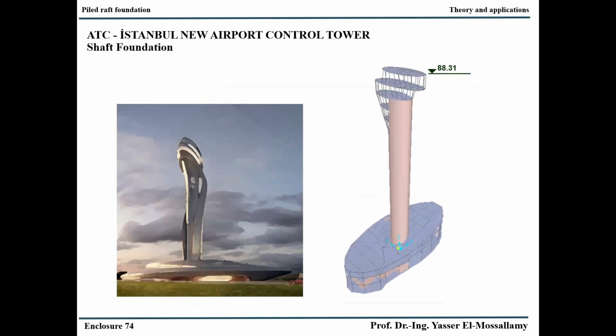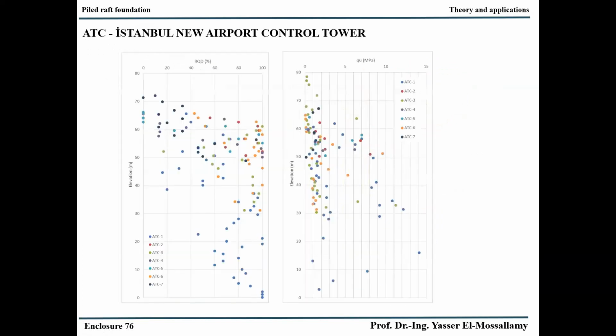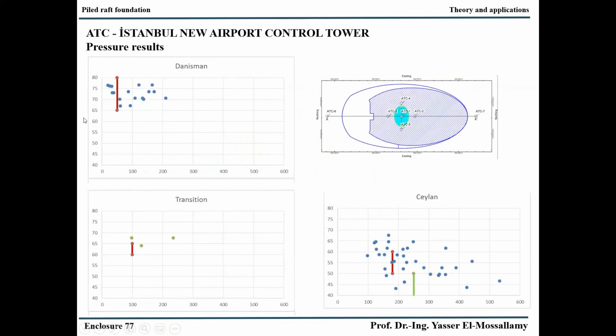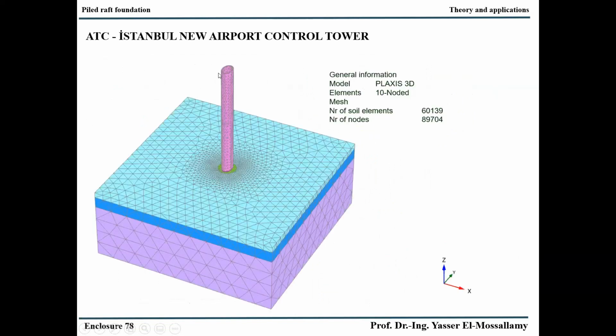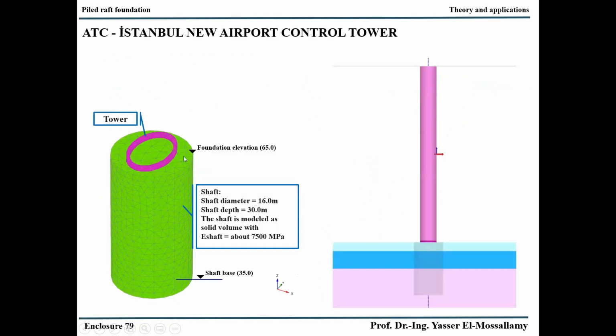Now we go to huge shafts in Istanbul Airport, the new Istanbul Airport, the ATC tower in Istanbul, and it is about a 100-meter tower founded on rock formation, highly weathered rock formations. And then the idea was actually to found the whole tower on one huge shaft. This is the tower, and this here the shaft, and we have modeled it also here.